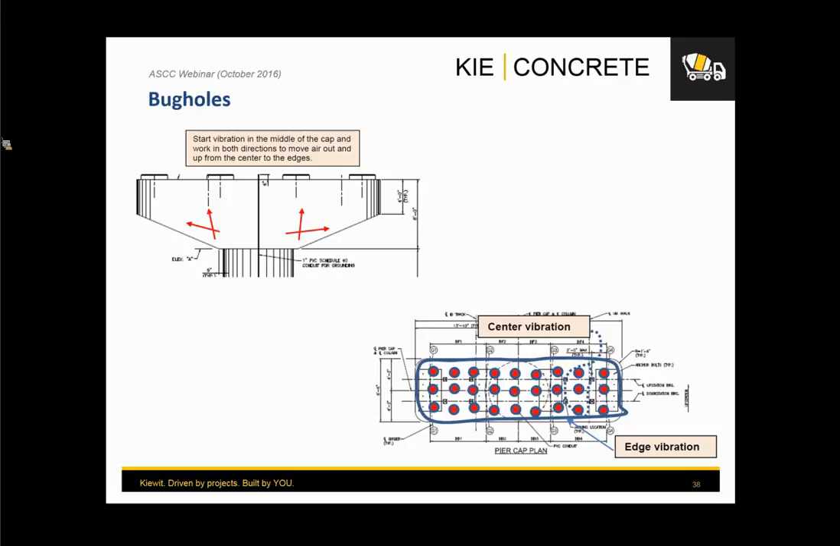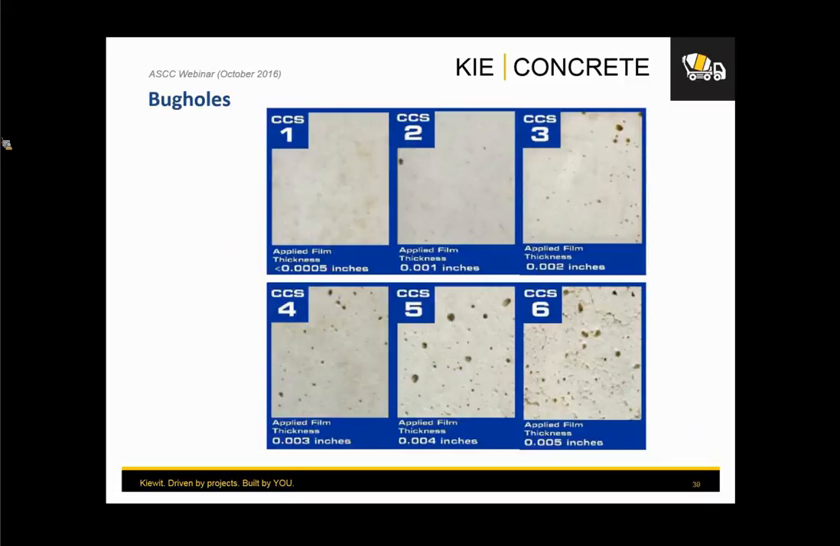Then, from a plan view, you can see how you have a plan where you're going to insert those vibrators, and how you're going to finish and bring all those bubbles that are towards the surface up to the edges and take them out of the formed surfaces, so you don't have those big, coarse bug holes.